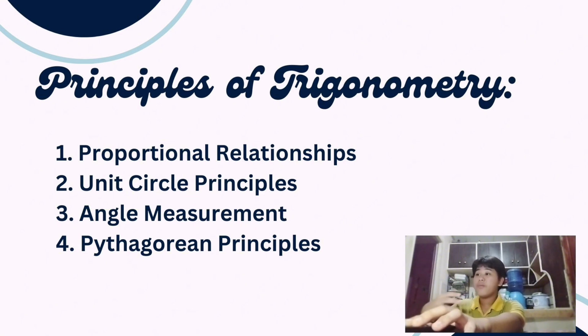Lastly, this is the Pythagorean principle, where the identity like sine squared theta plus cosine squared theta is equal to 1 follows the Pythagorean theorem on the unit circle. Those are just some of the simplest examples of the Pythagorean principle. Later on, we'll be further discussing those different identities.